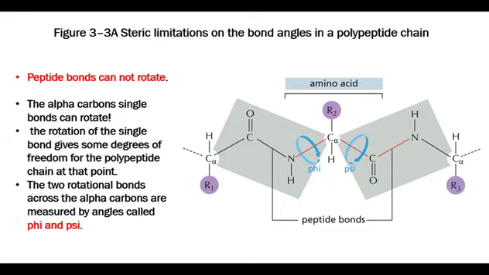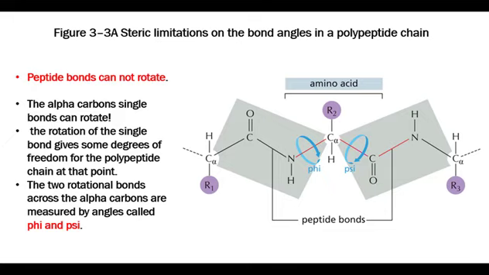The individual plates are stiff, but the connections let it curve. That's a great analogy. So these rotations around the alpha carbon give the polypeptide its crucial degrees of freedom. And we measure these rotations using two specific angles. Phi, that's the Greek letter, and psi.